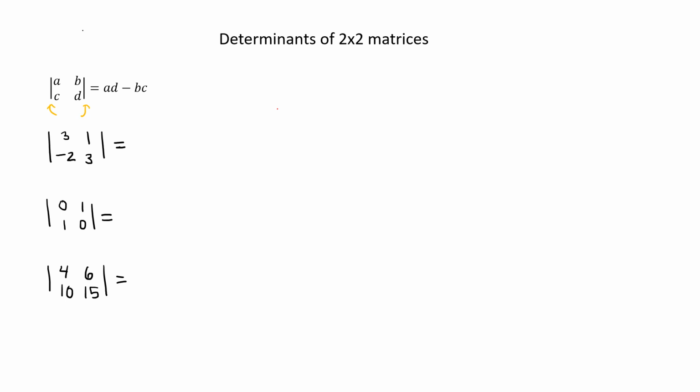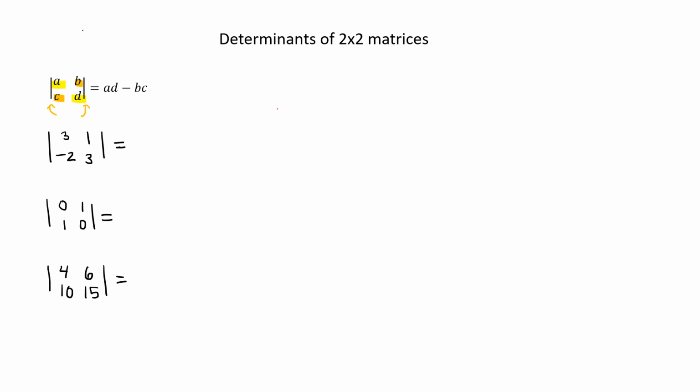The way we find this number for a 2x2 matrix is we multiply together the elements on the diagonal. We're going to multiply the elements that are off of the diagonal, and we'll subtract the two products. So let's work out a few examples.